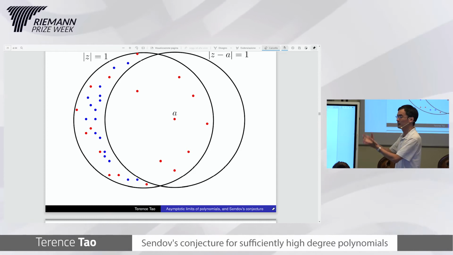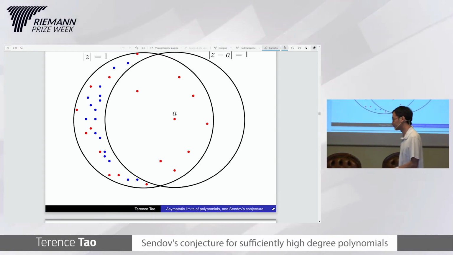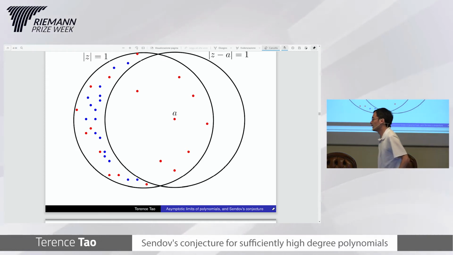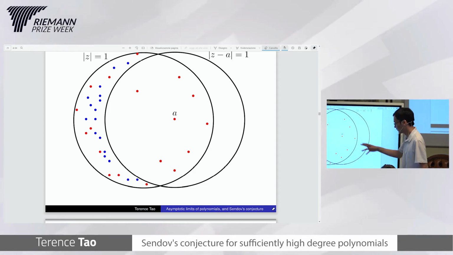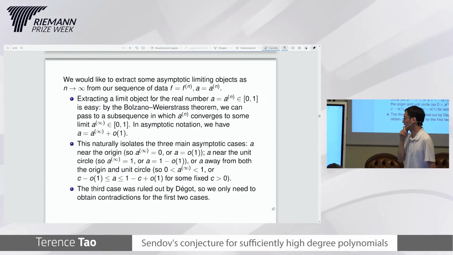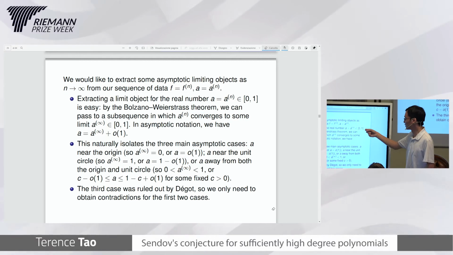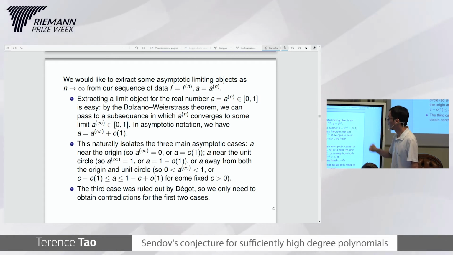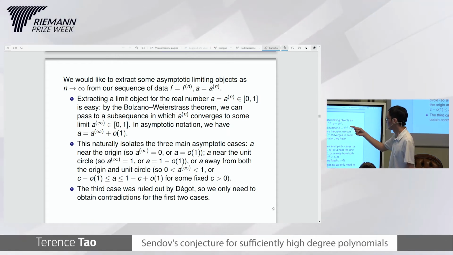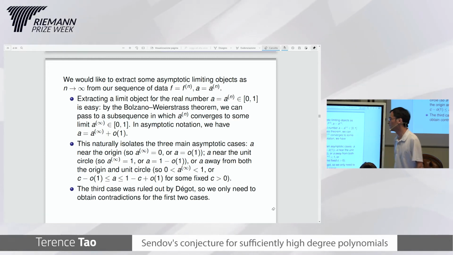So now we need to somehow take a limit of all these objects. Everything depends on n, so really I should put subscripts of n everywhere, and you want to pass to a limit as n goes to infinity. How do you pass to a limit? The easiest object to take the limit of is a here. One of the first compactness theorems you learn is the Bolzano-Weierstrass theorem: if you have a sequence of numbers between 0 and 1, you can pass to a subsequence which converges to a limit. So you can throw away some of these polynomials and assume that these a's converge to some limit, which I call a infinity, and that will also be in the unit interval.